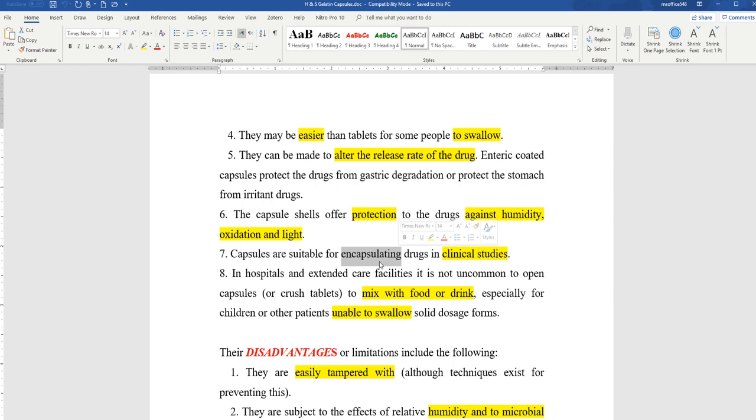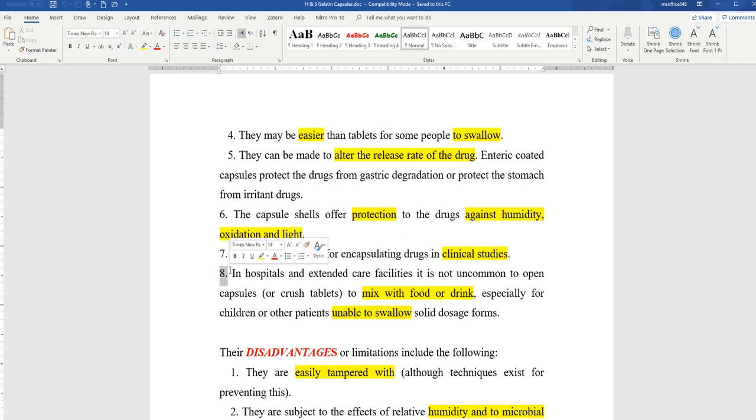When I want to do this clinical study, I will recruit individuals. I put them in two groups. One group will be having placebo, the other one will be having the real medication, and then I will compare what is the effect of placebo and medication on pain.